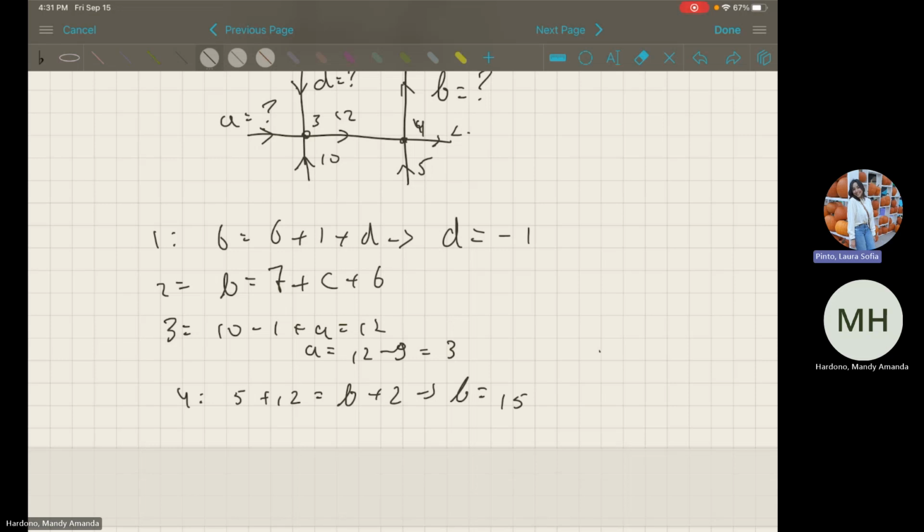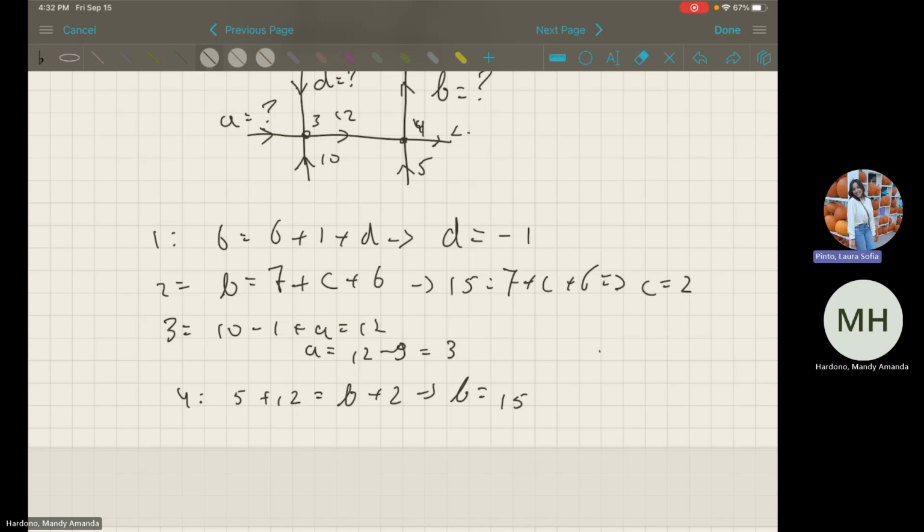Using B, you can then solve equation number 2 up here. You get 15 is equal to 7 plus C plus 6. So what is C? C is indeed 2. Are there any questions?